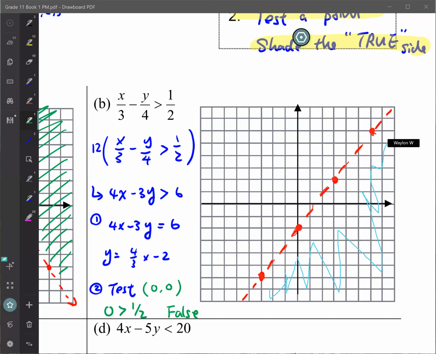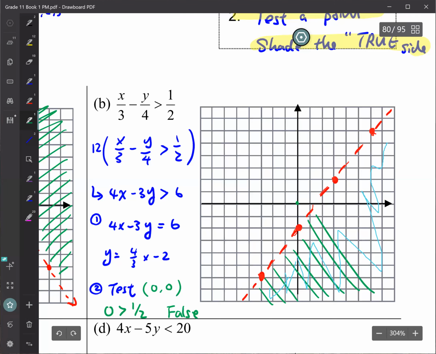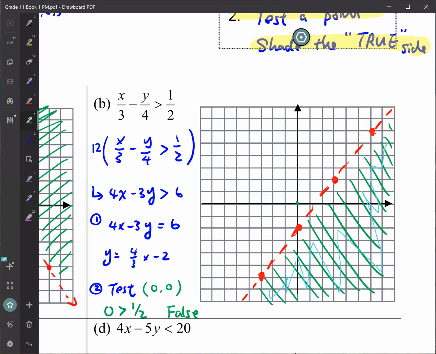Okay, yeah. So 0, 0 is on the other side. So everything below will be our answer. All right, so I guess we will have to go over the other two next time. Okay, do you have any questions? Can you raise your hand if you know how to do the shading?